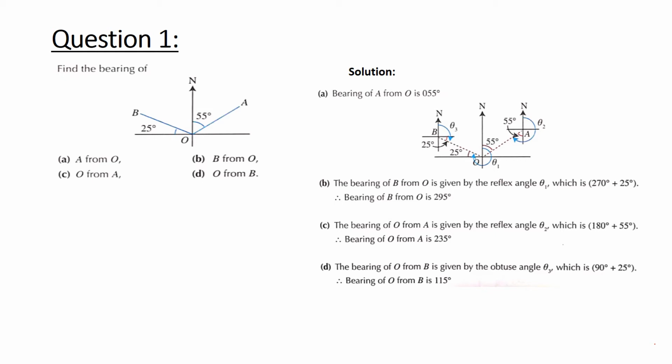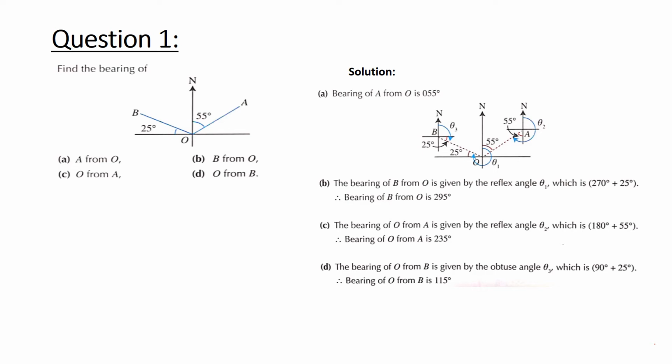Dear students, remember one thing. For finding bearing, you need to draw north direction at the letter which is given after word from in the question, and then use properties of parallel lines to find out the unknown angle. Now let us take a question to find the bearing of A from O, B from O, A from B, and O from B.